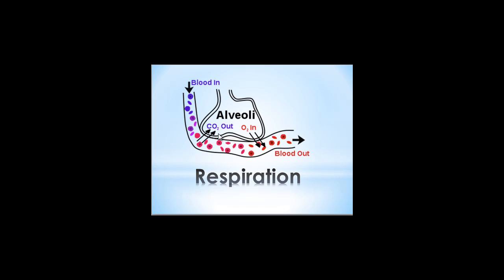The inner lining of the alveoli as well is very moist. That's once again to aid in diffusion of the gases. So CO2 moves from the bloodstream into the alveoli, while oxygen moves from the alveoli into the bloodstream. So this is gas exchange taking place here. Now, within your lungs you've got millions of these little air sacs.